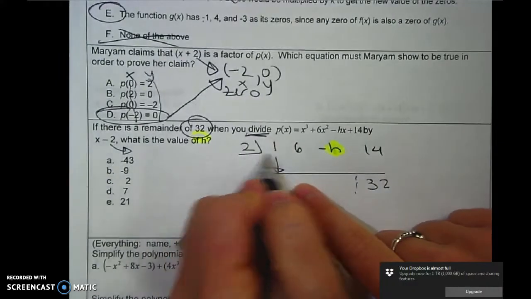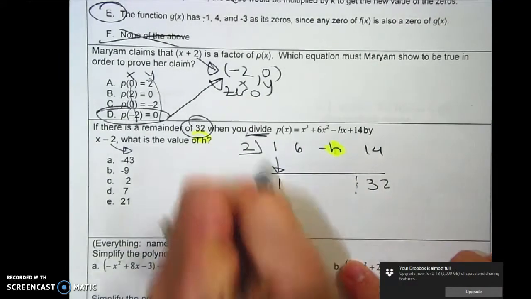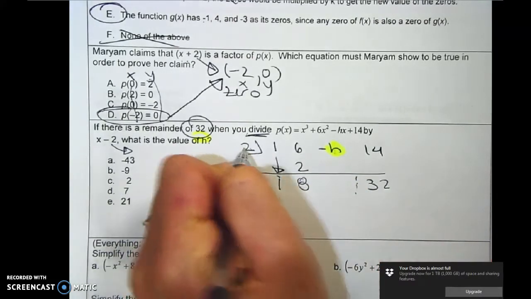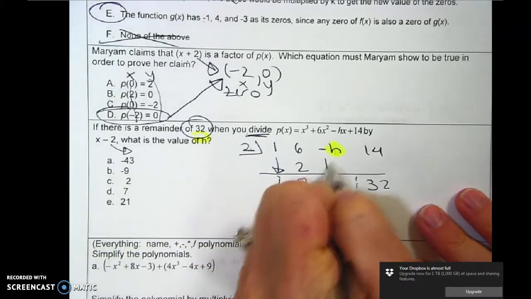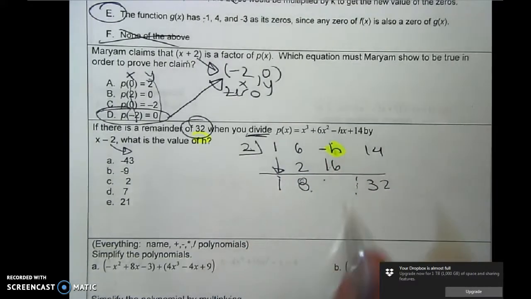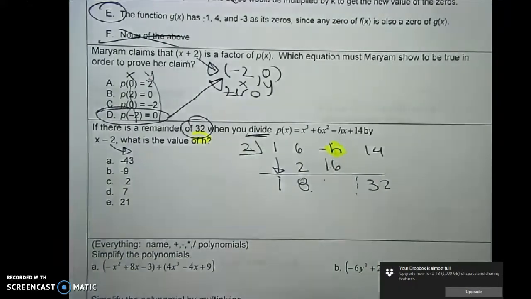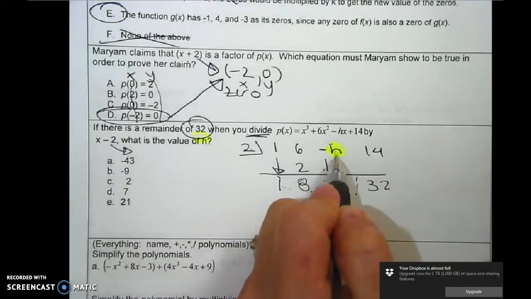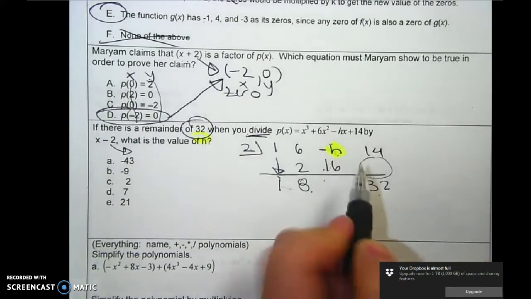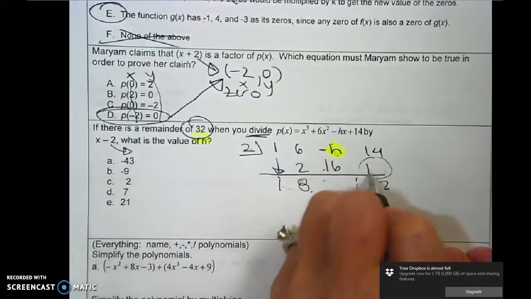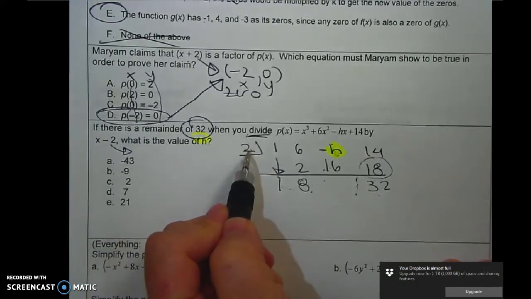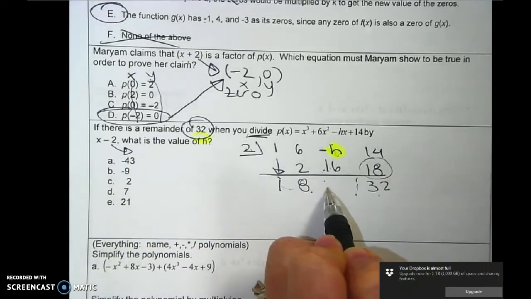So let's start. First thing I do, bring down the 1. 2 times 1 is 2. Add vertically. Multiply diagonally. 2 times 8 is 16. Okay, if I start adding this, that's going to look ugly. So what I need to do now is work backwards. I went forward as much as I could until it got messy. Now since they gave the remainder, I can figure out what this value is. So 14 plus what is 32? That's 18. Now what I do know is that when I go this times this, it gives me this.